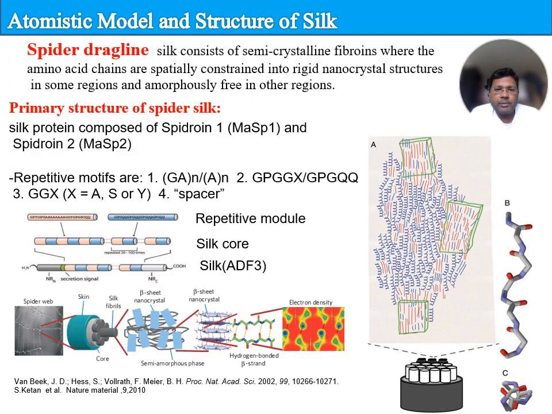In this slide, I'll briefly talk about the molecular structure, or atomistic model, of a spider dragline silk. This silk consists of semi-crystalline fibrils where amino acid chains are spatially constrained into rigid nanocrystal structures in some regions and amorphously free in other regions. Spider dragline silk is a composite material with a hierarchical structure.